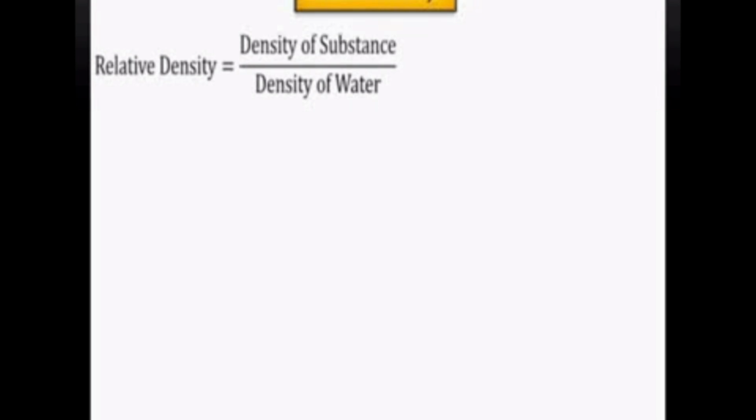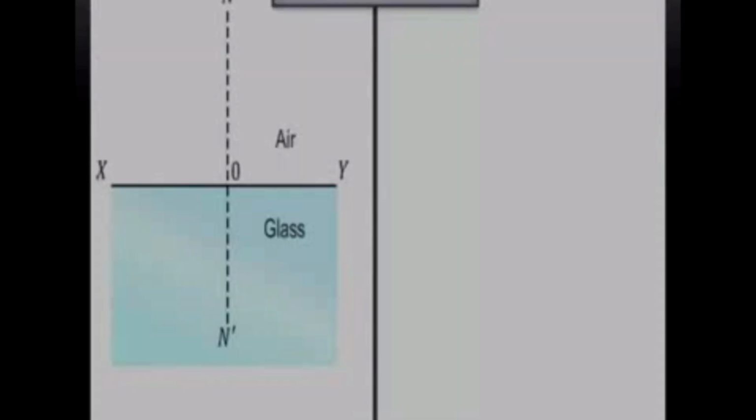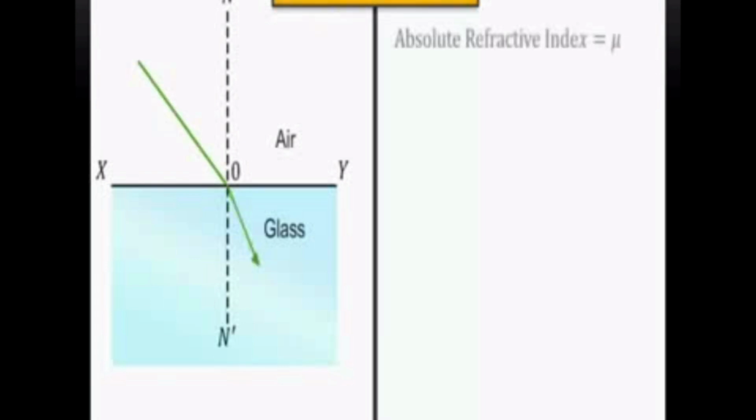Now relative density. Here we are going to relate two densities. Relative density equals density of the substance divided by density of water. So what will happen? Definitely the numerator and denominator have the same dimension, so they cancel each other. You can write that the density of the substance is M L power -3, and the density of water is also M L power -3, so they cancel each other. So this type of quantity does not have any dimension.